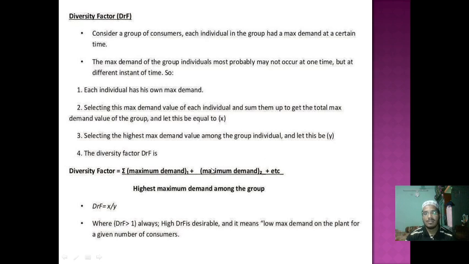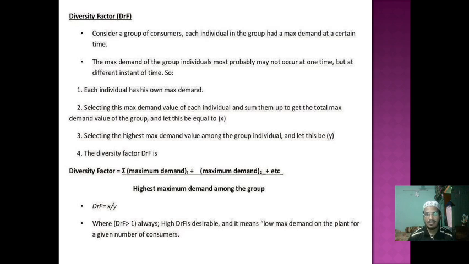Just now we calculated 150, then 150 is divided by the highest maximum demand among the group. The fifth customer has the highest demand, that is 50. So 150 is divided by 50, and cancelling the values, we can easily get the value of the DRF.